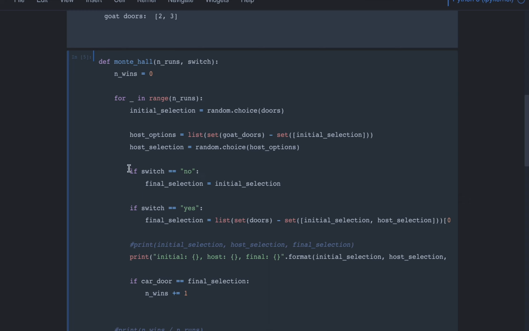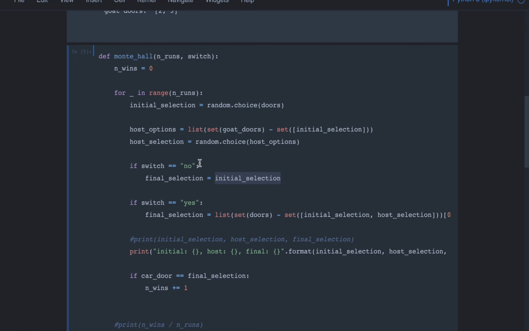Now, let's say you are not switching, okay? If you are not switching, then your final selection is the same as your initial selection. So if we are not switching, the problem is very simple. From the three options, you select an option. What the host does here does not matter because we are not changing our decision. So your final selection is simply your initial selection, okay?